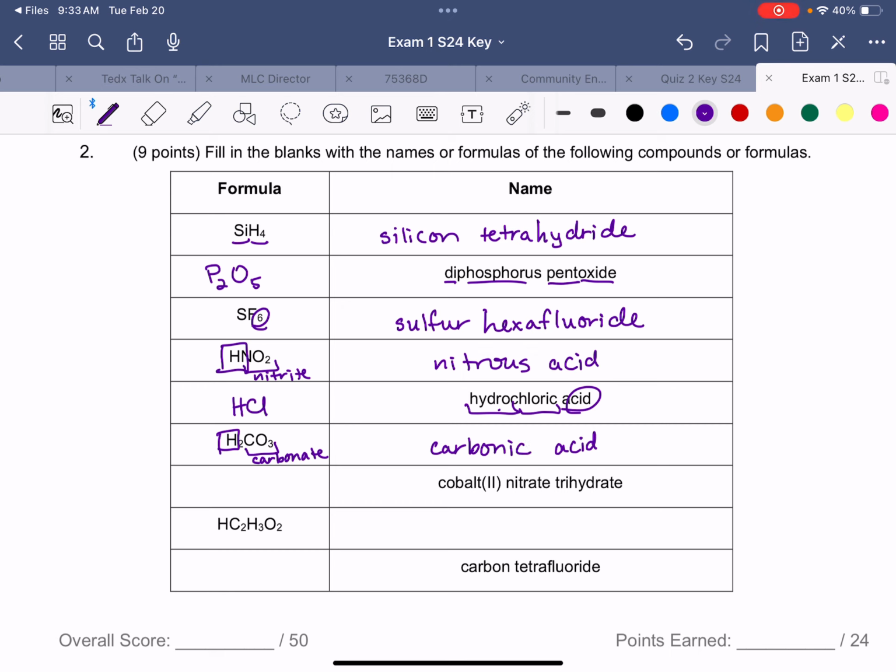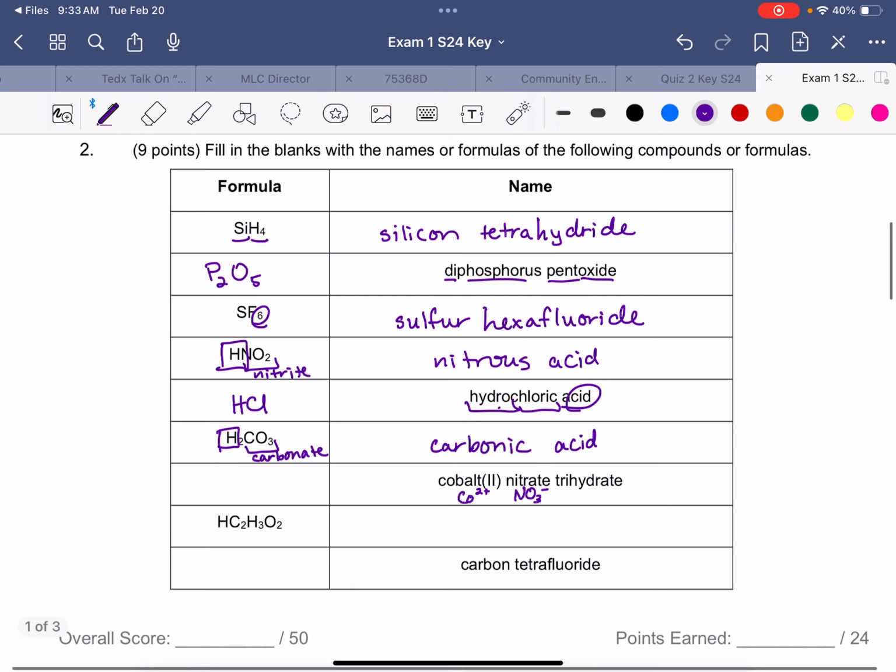After that, we have cobalt-2 nitrate, so it's cobalt 2+. Nitrate is NO3-. So before we even get to the hydrate, we have to write Co(NO3)2. Trihydrate means we have 3 waters. Remember, hydrate or dihydrate, that's from the water.